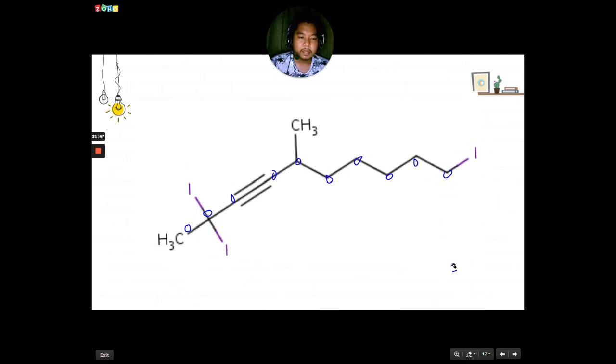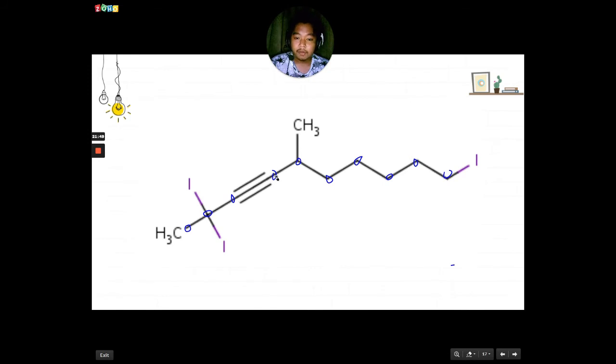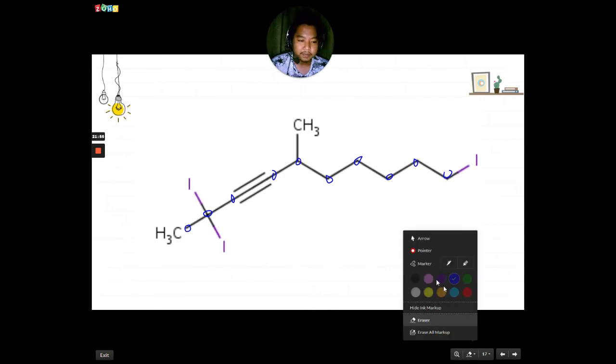Sige. So, let me count it again. 1, 2, 3, 4, 5, 6, 7, 8, 9, 10. 10 because this is the last carbon. Ito, attachment lang siya. So, I have a dec. Since alkyne siya, decyne. And then the triple bond is in 1, 2, 3. So on the third carbon, so that's 3-decyne.